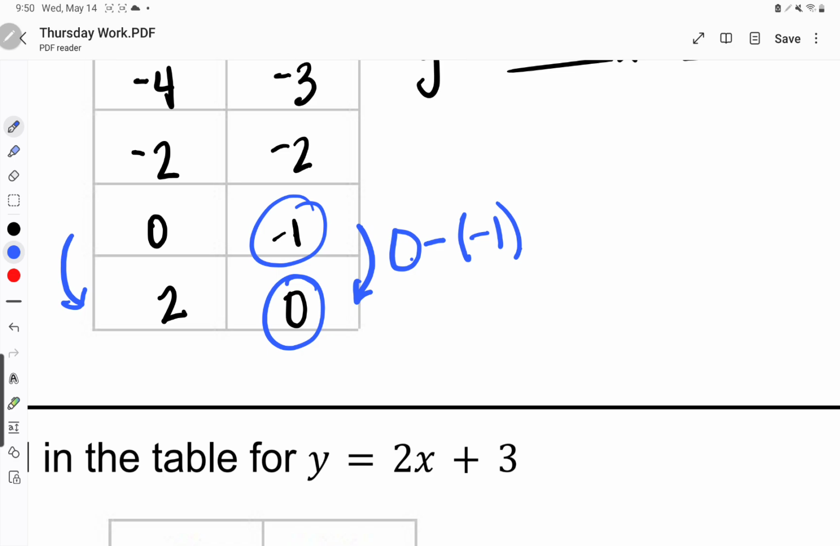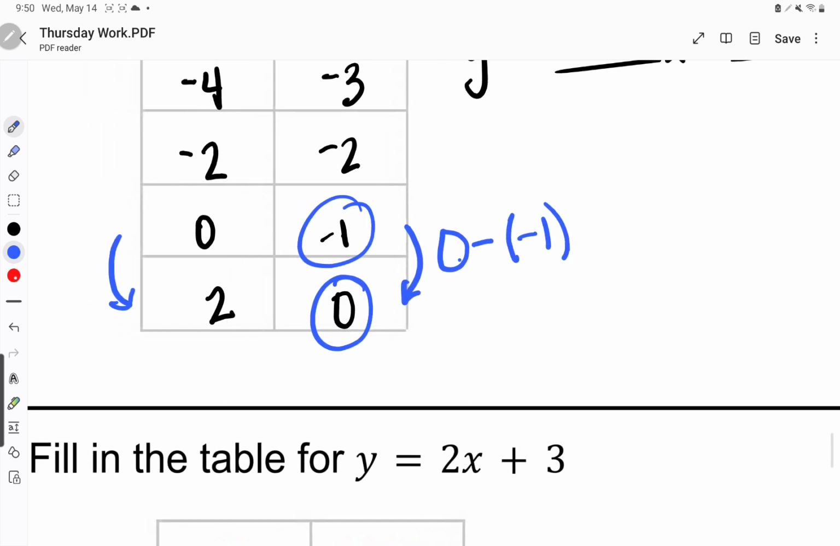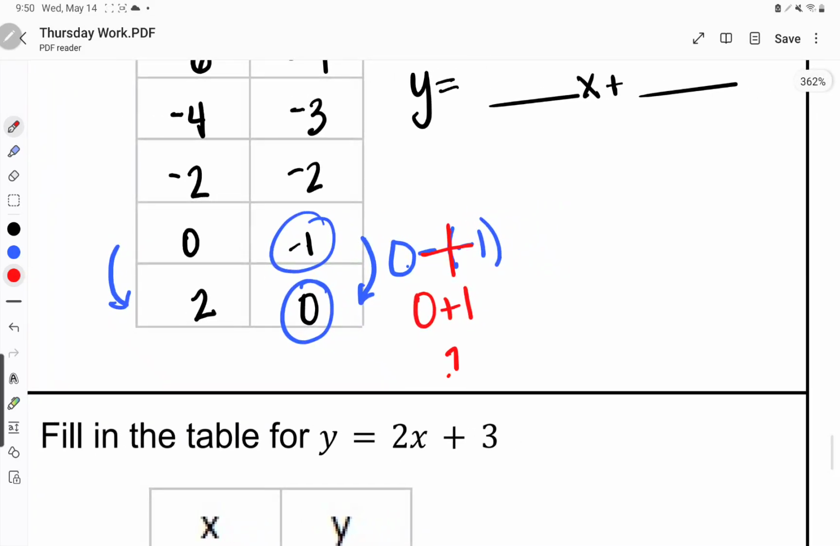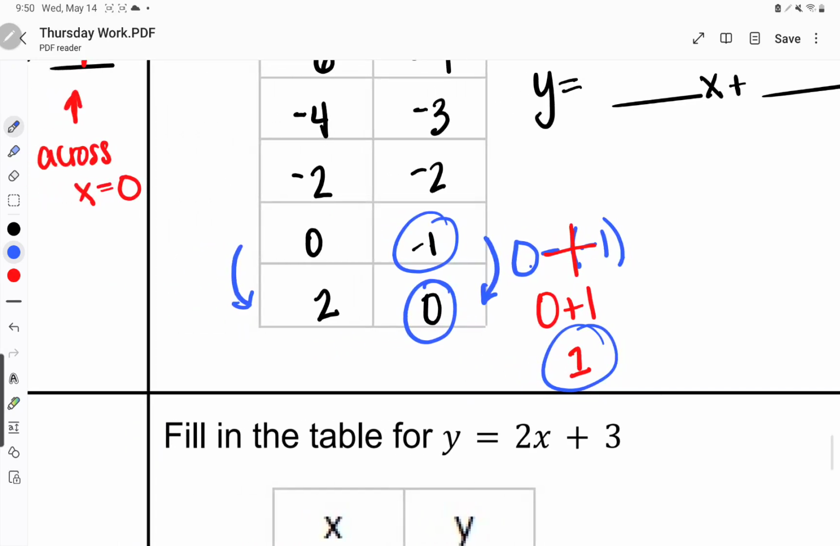Now what happens if you have 2 negatives right next to each other? They turn into a plus sign. So we actually have 0 plus 1. And 0 plus 1 gives us 1. So on our right side, we have 1. And then on our left side, what would I subtract? I would do 2 minus 0. And 2 minus 0 gives me 2.